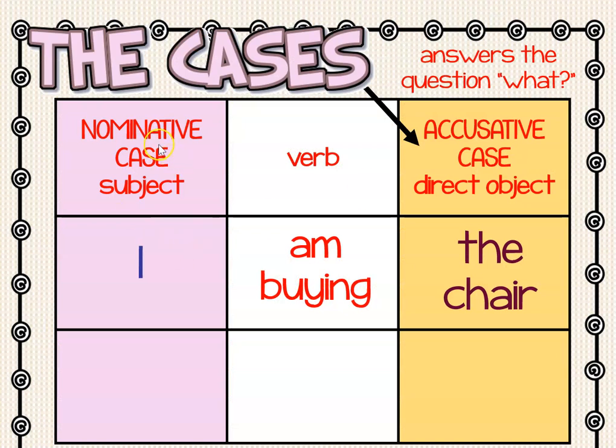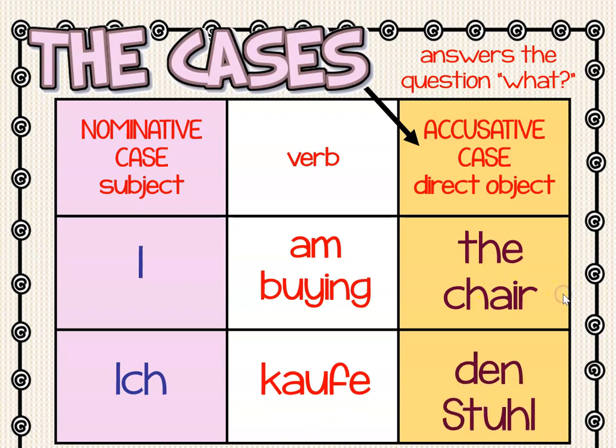So, we have these 2 cases. The nominative case is just a fancy way of saying the subject of the sentence, and the accusative case is a fancy way of saying the direct object. So, if I say, I am buying the chair, ask yourself, I buy what? I buy chair. Chair is the direct object. Remember, in German, the verb has to come second. So, in German, you would say, I buy the chair, and it would look like this. Ich kaufe den Stuhl. Notice how der Stuhl becomes den Stuhl.